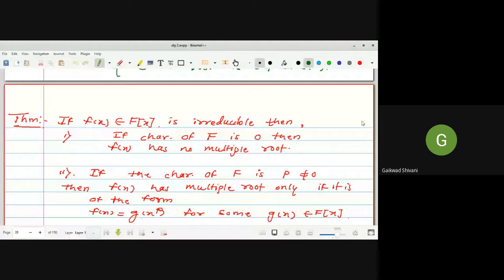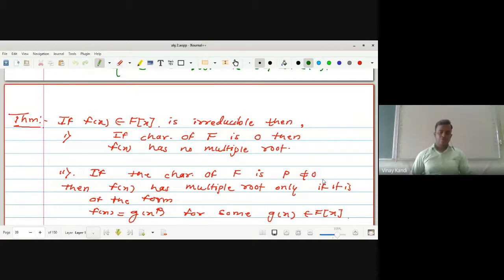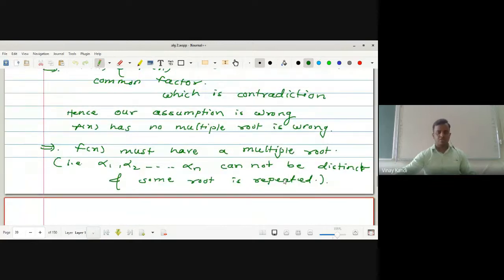Good morning to all. In the last lecture, we saw the statement of the theorem. If f(x) belongs to F[x] is irreducible, then we have to prove that if the characteristic of F is zero, then f(x) has no multiple root. And if F has characteristic p, which is not equal to zero, then f(x) has a multiple root only if it is in the form f(x) = g(x)^p for some g(x) belongs to F[x]. Okay.